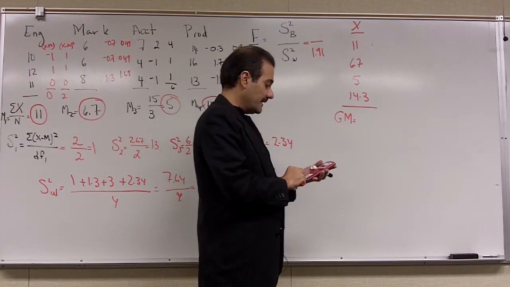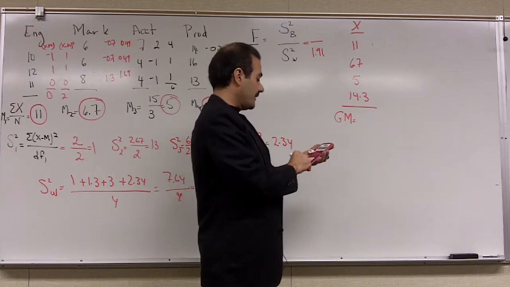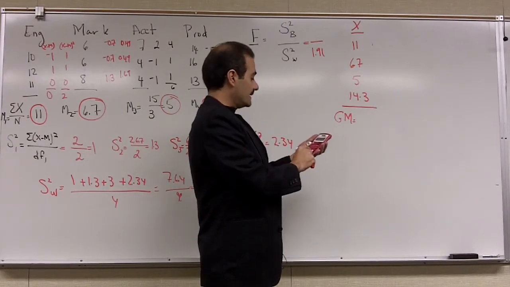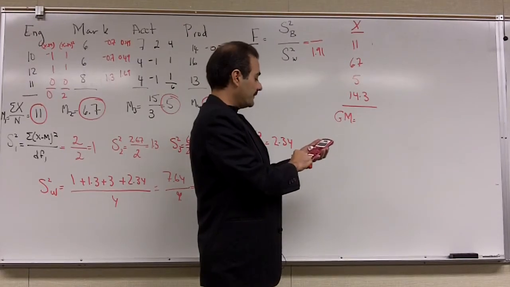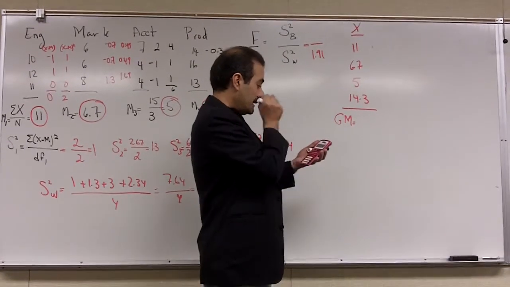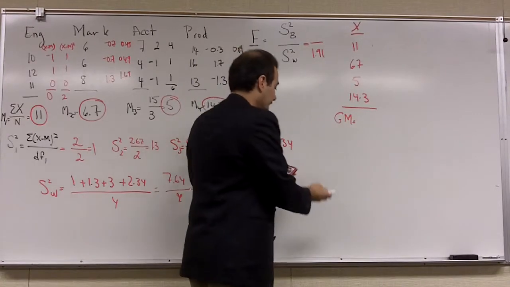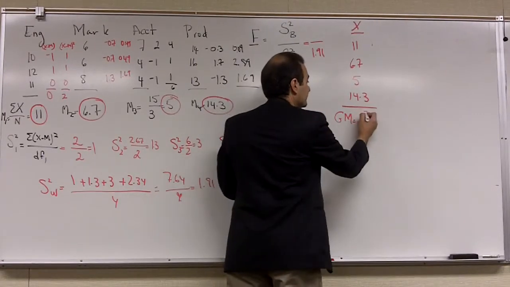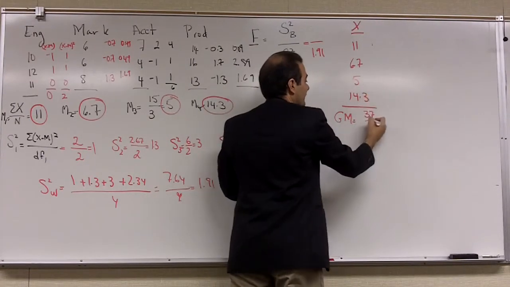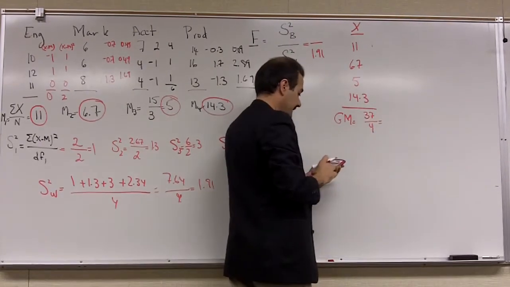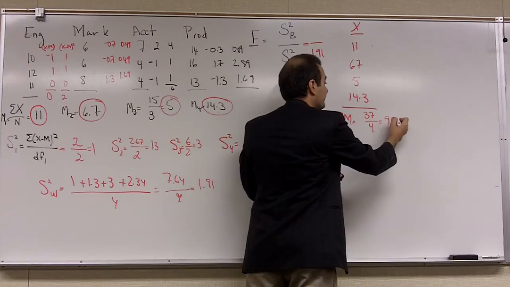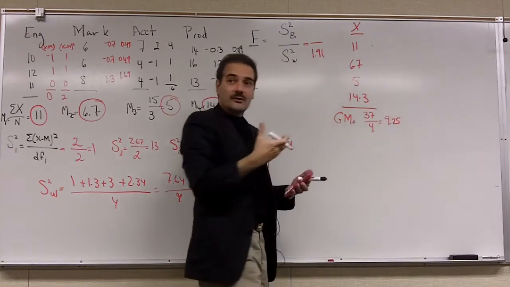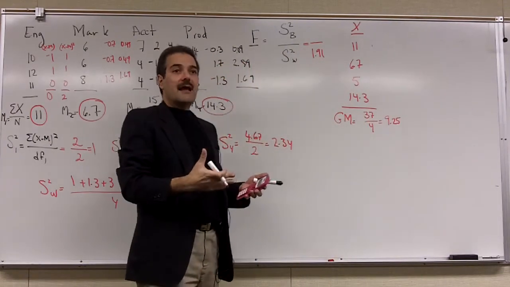You just basically are now calculating something from, so 11 plus 6.7 plus 5 plus 14.3 gives us 37. So it's 37, the sum of these, divided by 4. And that gives us 9.25.